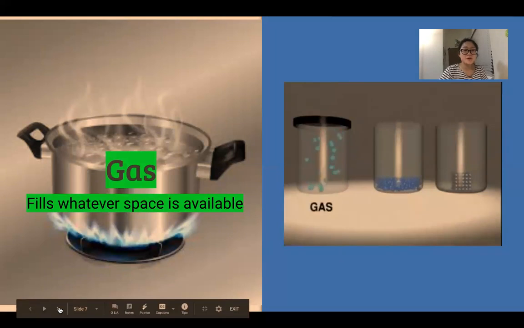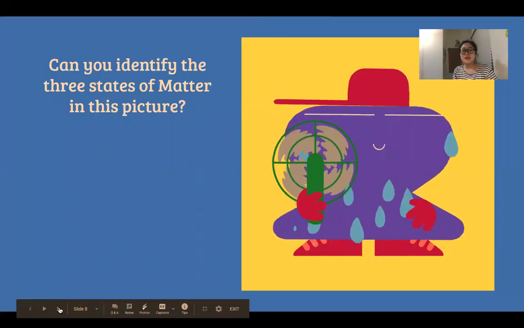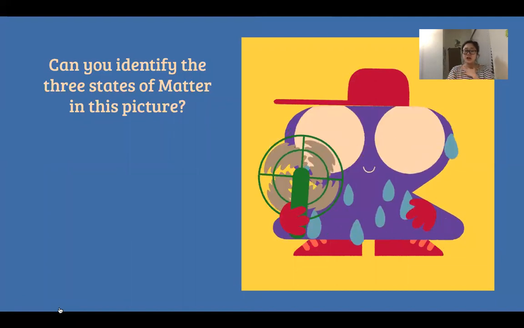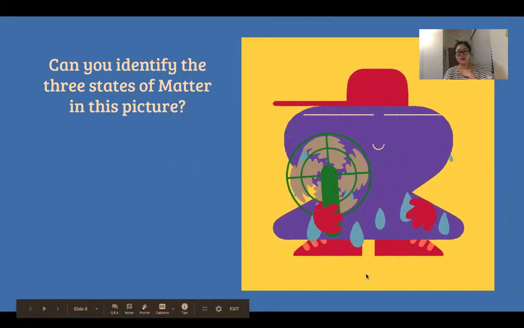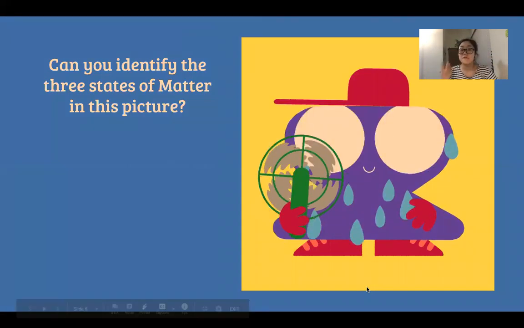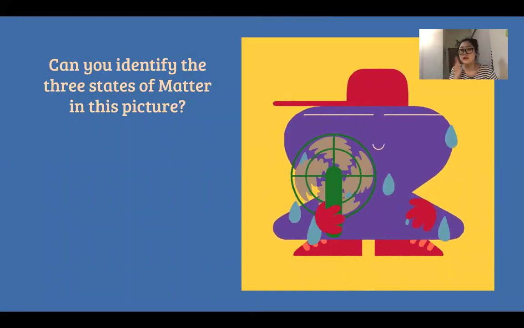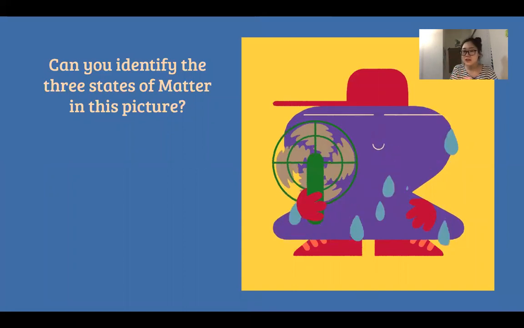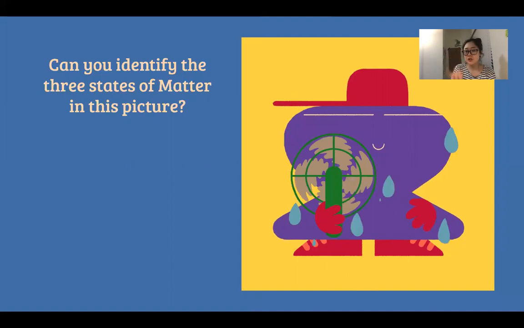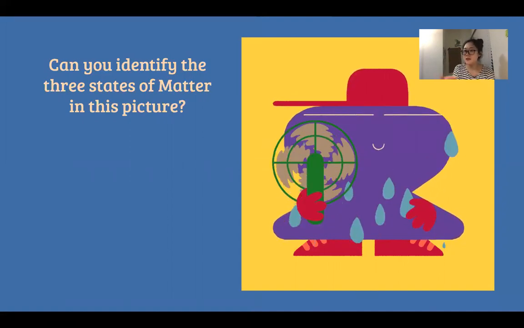And so I have a quick review question for you. Can you identify the three states of matter in this picture? So I have Bob here, and he's sweating profusely. So he is using a fan to cool himself down. So if you need to pause this video so that you can think of the three states of matter that are shown in this picture, you may do so now.